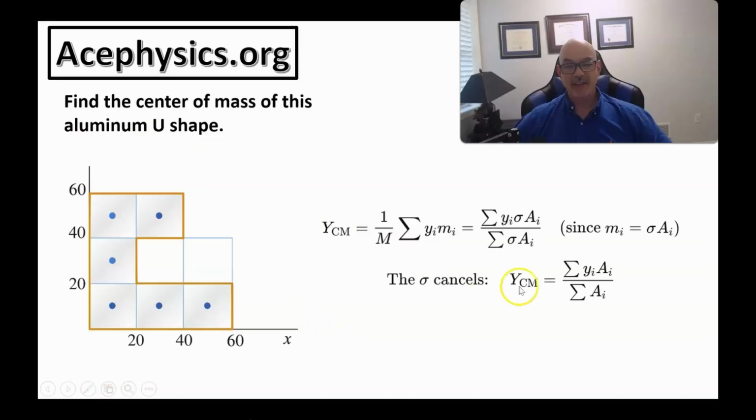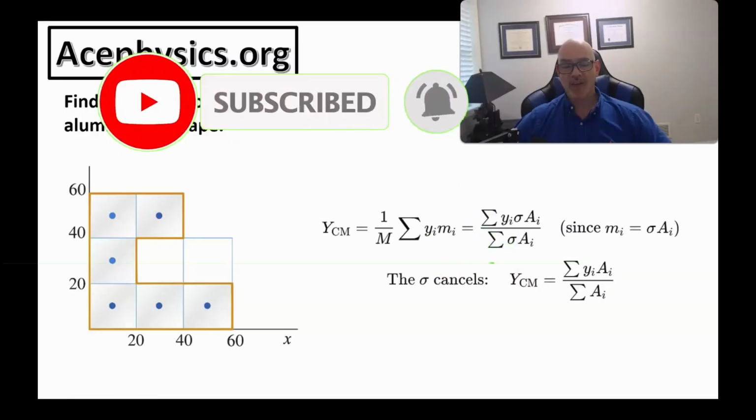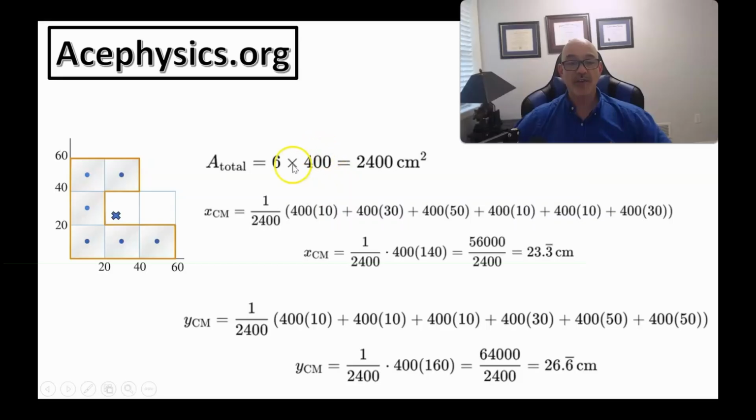For an object like this, we can calculate the center of mass using this formula, the sum of y_i A_i over the total area of the object. I'll show you how it works on the next slide. Each one of these squares is 20 by 20, so the area of an individual plate is 400 centimeters squared, and the total area of the object is 6 times 400, or 2400 centimeters squared.